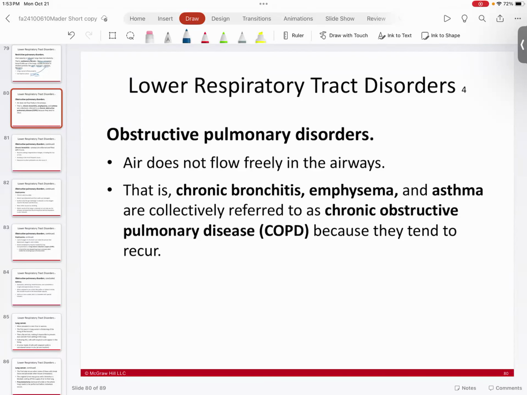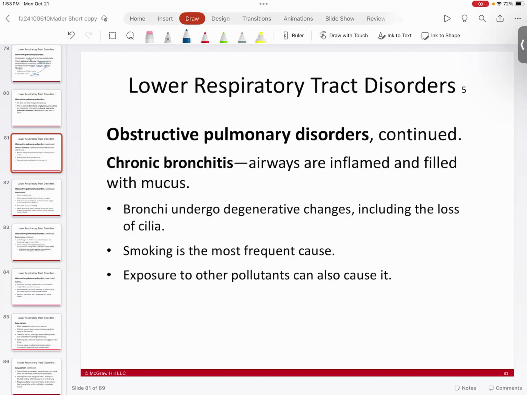Okay, now going from restrictive to obstructive, this is basically a situation where your air is not actually moving freely through your airways. So we have things like chronic bronchitis, emphysema, asthma, for instance, chronic obstructive pulmonary disorder, COPD. These tend to be recurring for the most part, and they also tend to be more pathological in nature, right? So these are kind of deeper concerns.